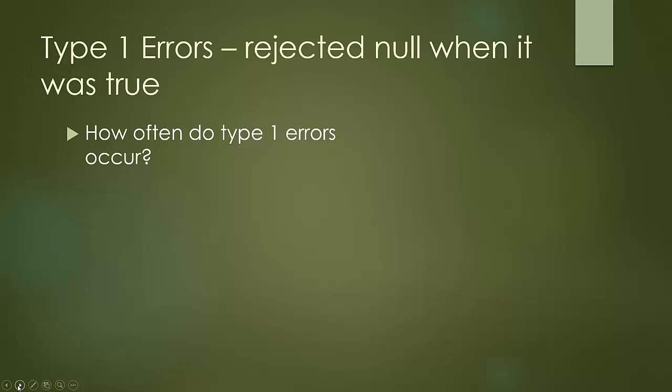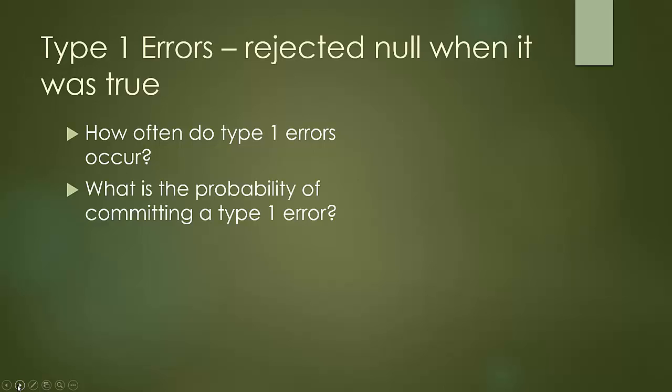How often do statisticians reject the null hypothesis when it was actually true? So I'm going to rephrase that question in a statistics wording. What is the probability of committing a type 1 error?